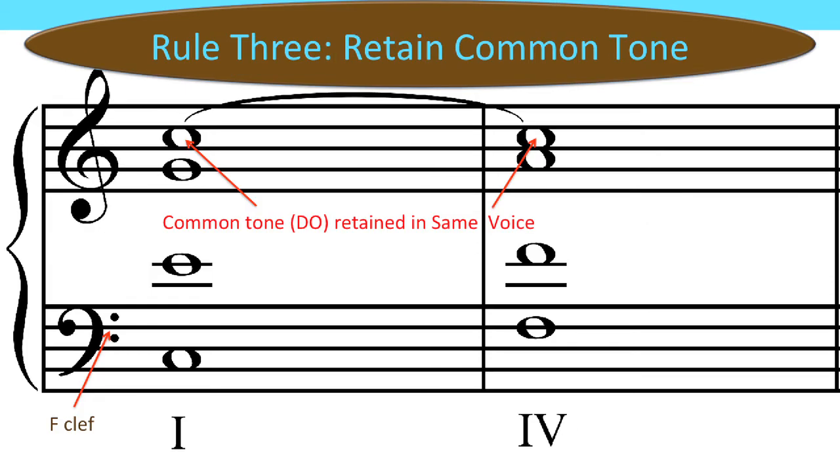Applied to the 4-voice texture, our retaining the common tone in the same voice means that the do, or C, stays in the soprano part for both chords. The written code sounds something like this.